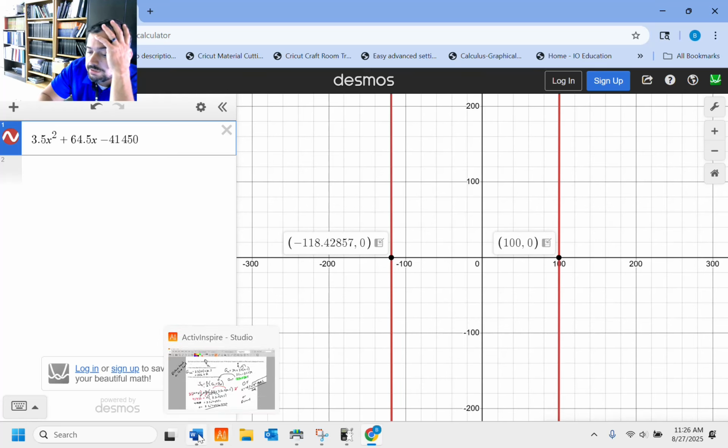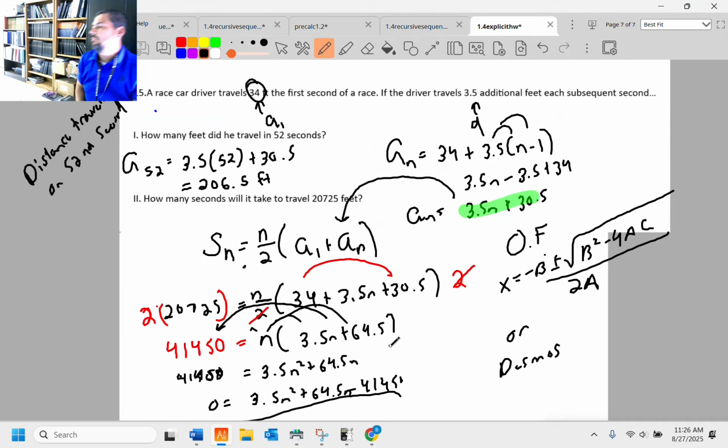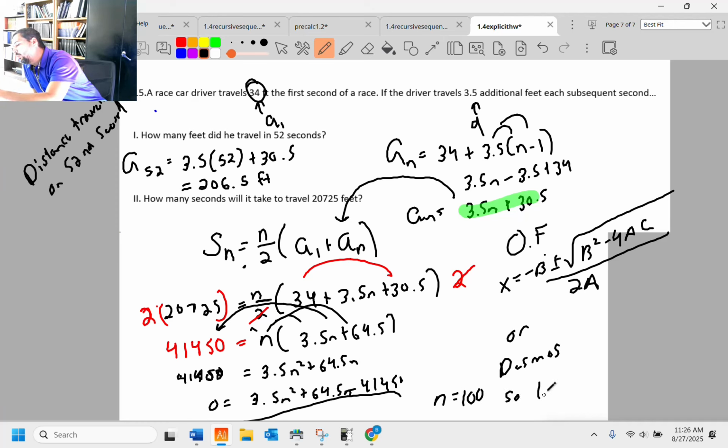100 seconds. Remember, a picture is worth 1,000 words. So, n is 100. It means it took 100 terms to add to 20,725. So 100 seconds. Now that's a minute and 40 seconds. And this is roughly, maybe 3.8 miles.